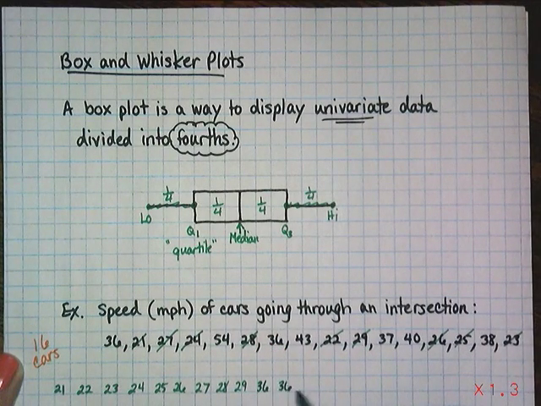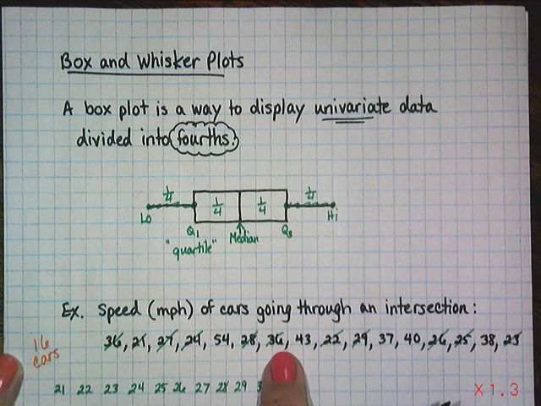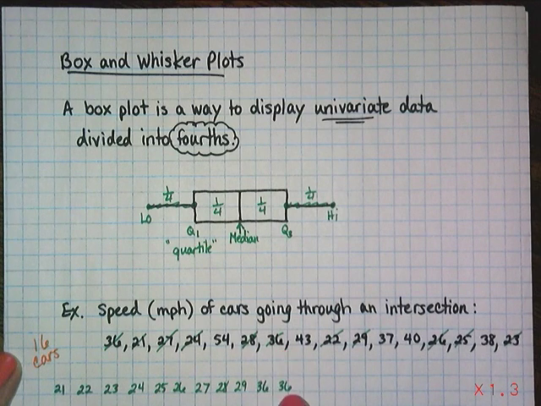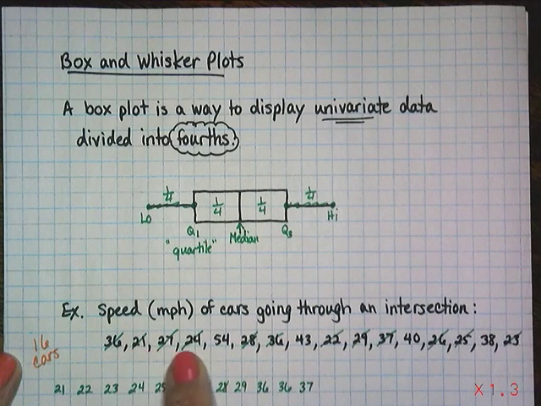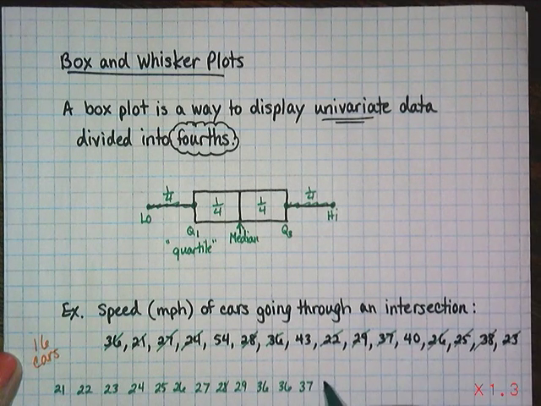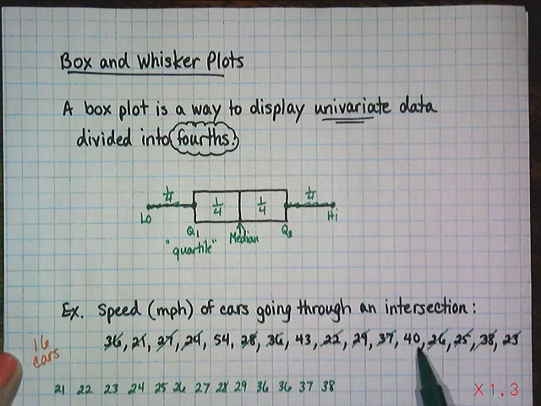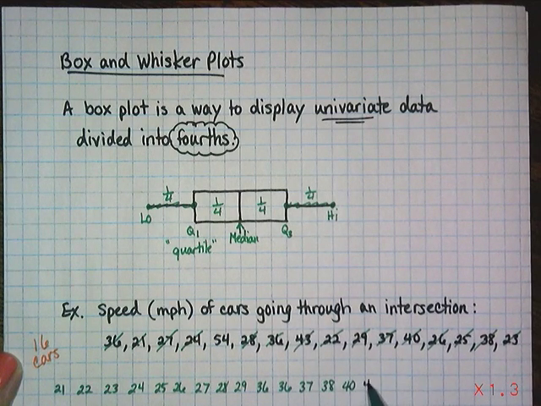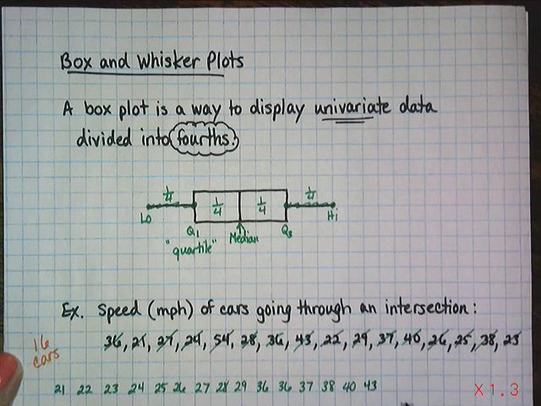You know what I'm thinking? I'm thinking mode. I know that's not our goal right now. Measures of central tendency are not what I'm talking about. I'm talking about box and whisker, but couldn't help myself. 2 36s, a 37, a 38, a 40, a 43, and a 54.